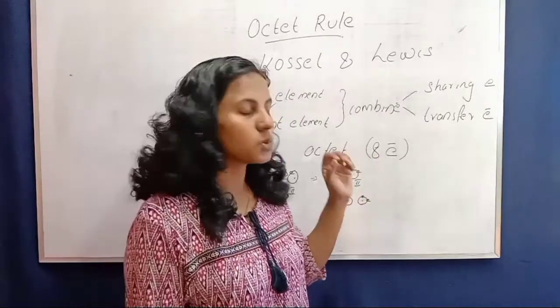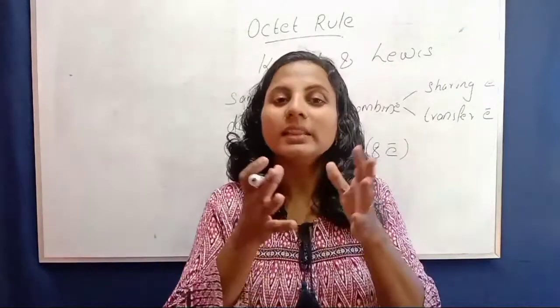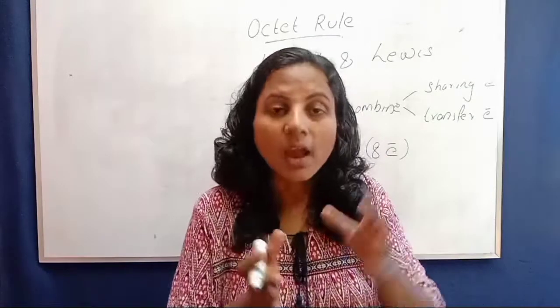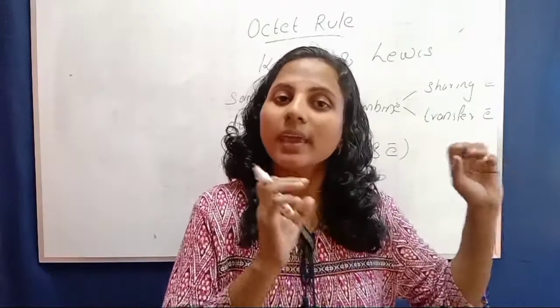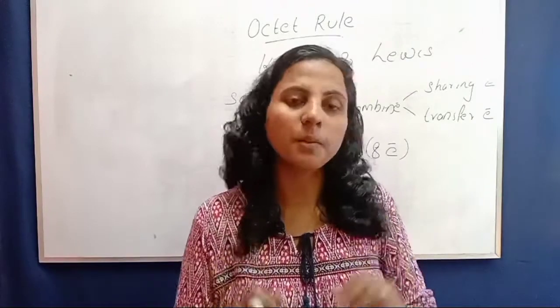So this rule you should remember. While these two atoms combine, for what are they combining? To get an octet in the outermost shell, or to have 8 electrons in the outermost shell. This is why they are combining.